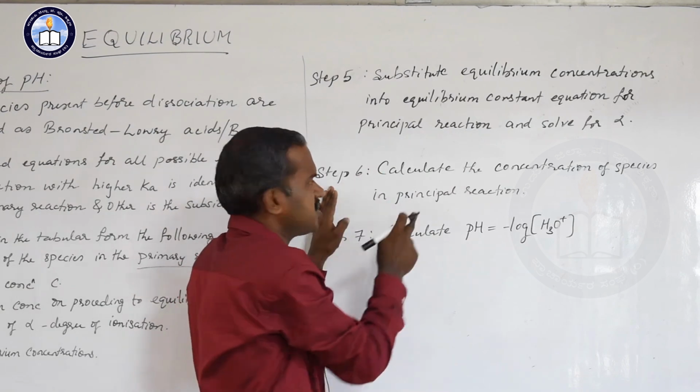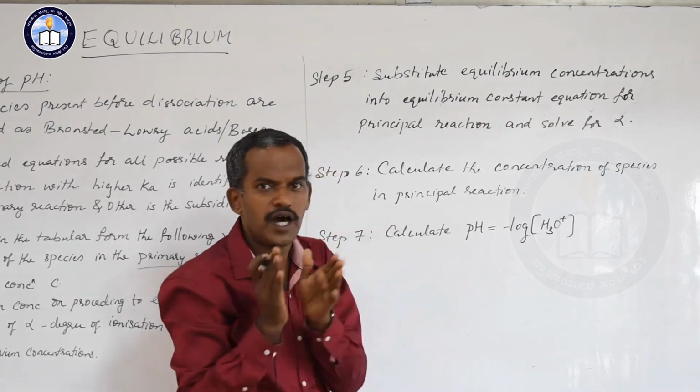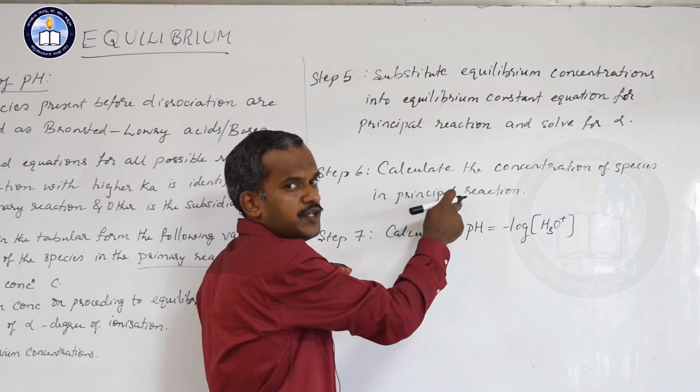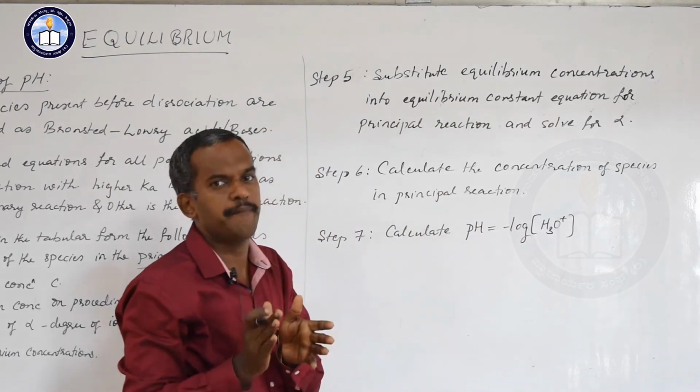So step 6 is to calculate the concentration of species in the principal reaction, where all the unknown values are what you have to find out. And once you find out those values, you can easily substitute in the last expression. So finally we can get the pH value easily.